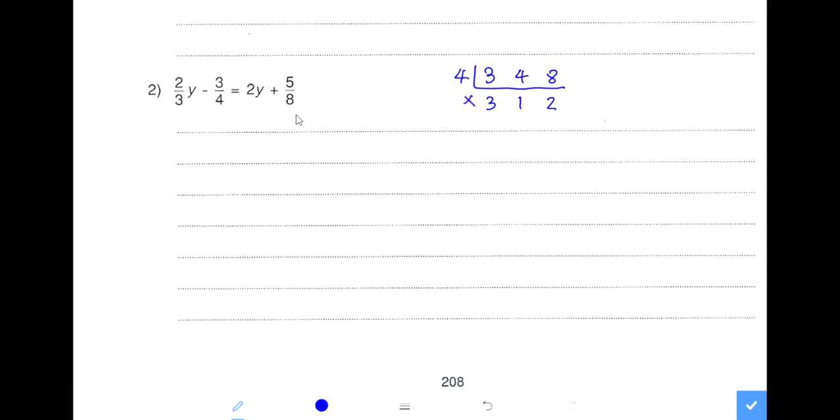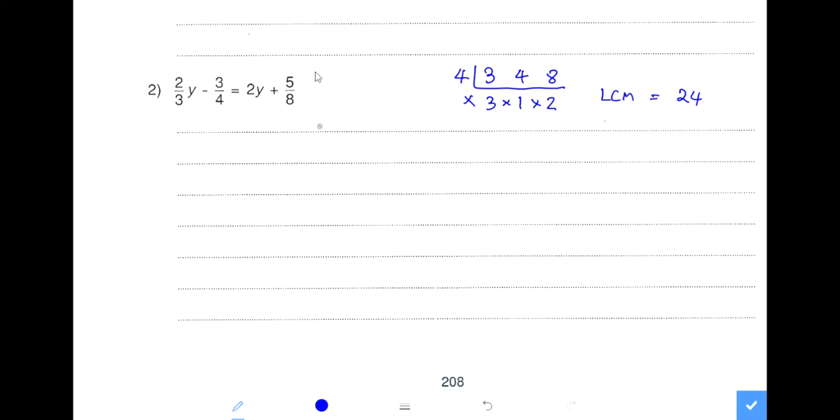And then to get the LCM, multiply it all from the start to the end. 4 times 3 is 12, 12 times 2 is 24. So your LCM is 24. Okay, so you have to multiply this 24 to all of them now.